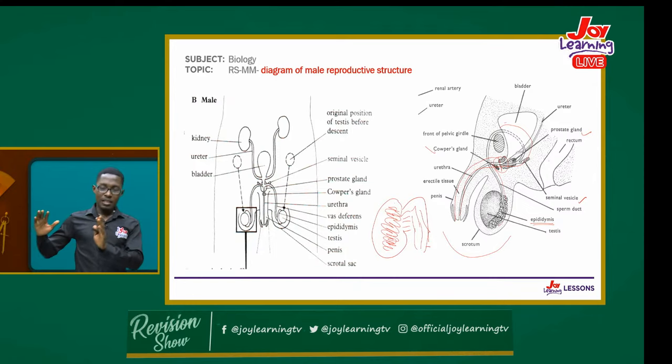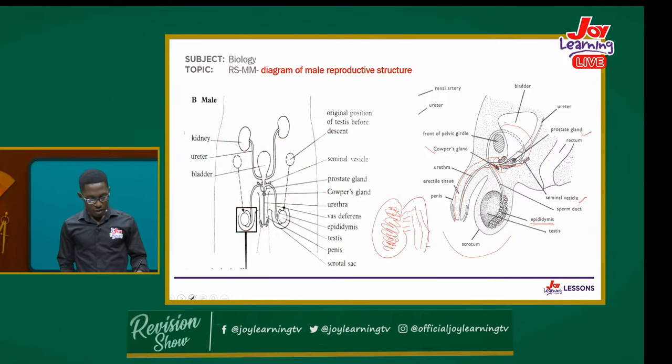So this is how it looks, easy for you to look at it from the one on your right. You see the bladder is connected to the same tube, and the sperm tube is also connected to that same tube. So we call it the urogenital organ because it does two things: bring sperm and also help us urinate.